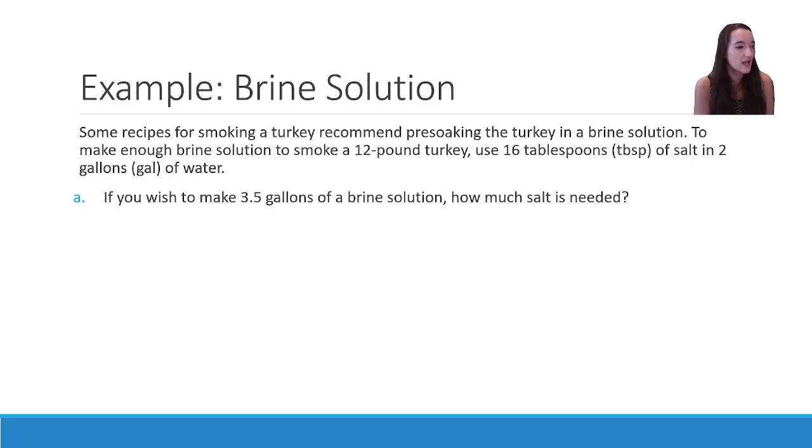All right. Our last problem is working with solutions, and this is going to bring in proportional reasoning, which we'll see a bit more in our geometry chapter. Some recipes for smoking a turkey recommend pre-soaking the turkey in a brine solution. To make enough brine solution to smoke a 12-pound turkey, use 16 tablespoons of salt in 2 gallons of water.